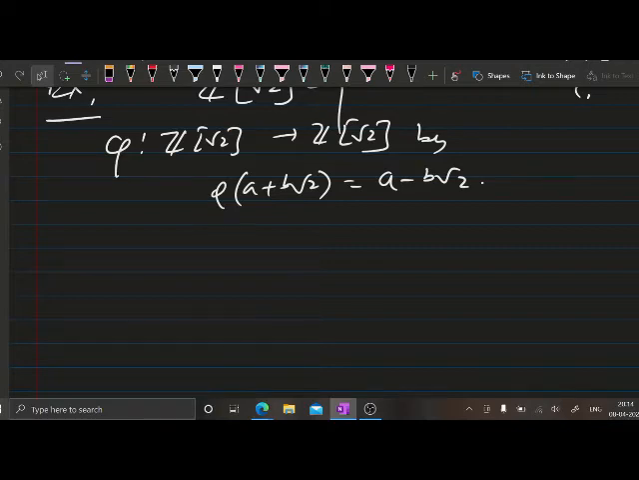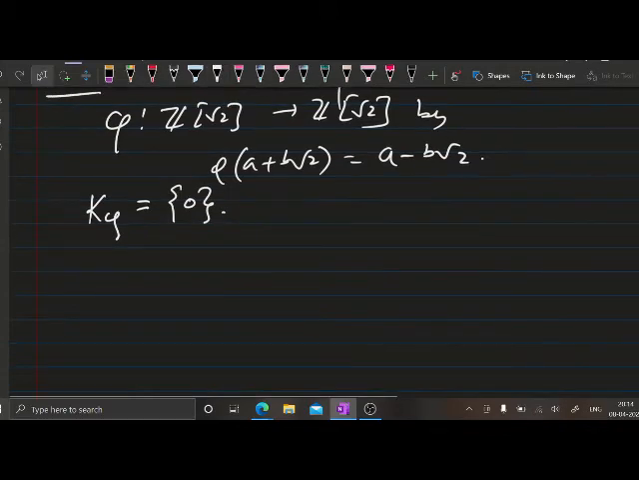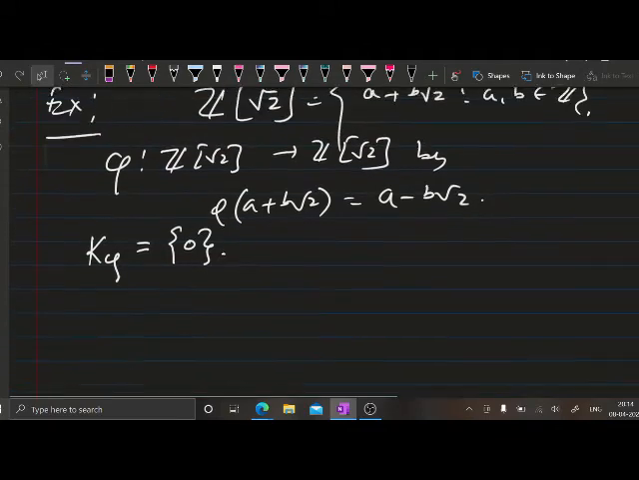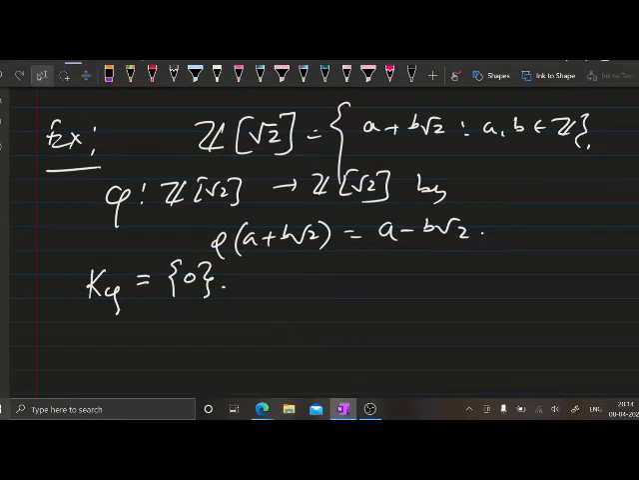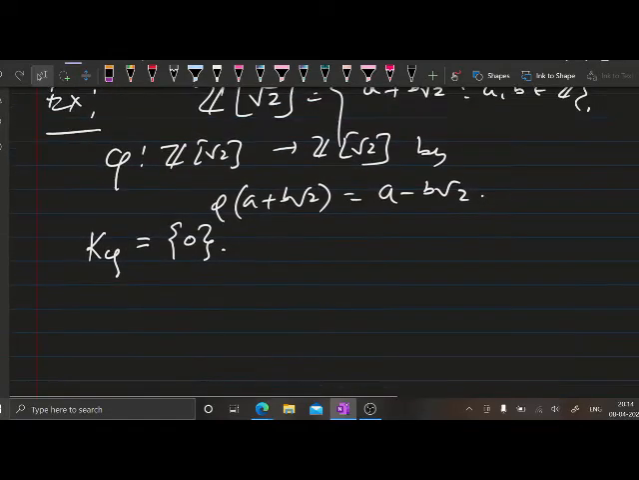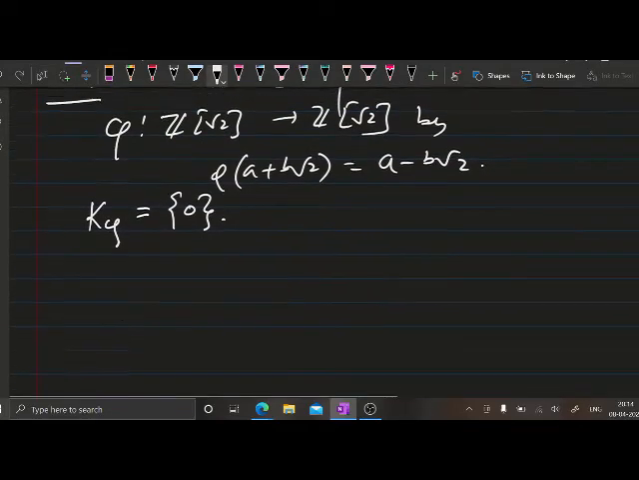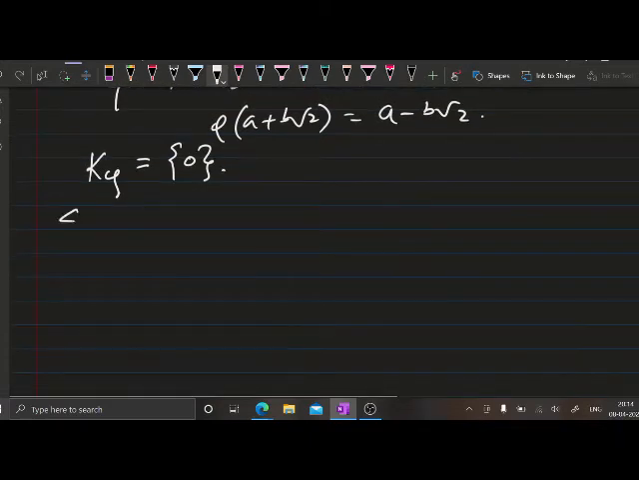And in that case also, the kernel of phi is equal to this. So phi is 1-1. Okay. So that means phi is an isomorphism between these two, on Z root 2 onto Z root 2. Number 4.